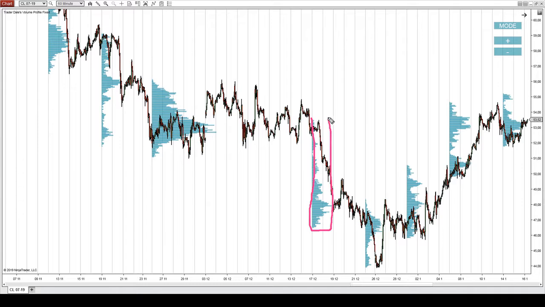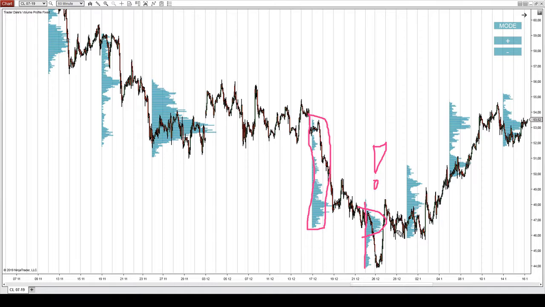Those sellers, most likely. Alright, here are the sellers. Trend development. Now, important thing is this P-shaped profile. The reason is that when you see a P-shaped profile after a trend, it could mean a temporary balance or a change of a trend.